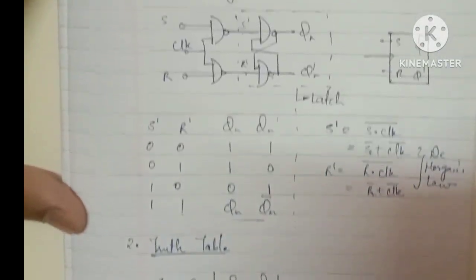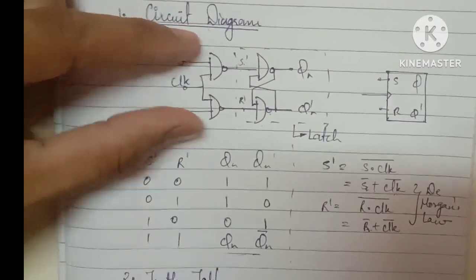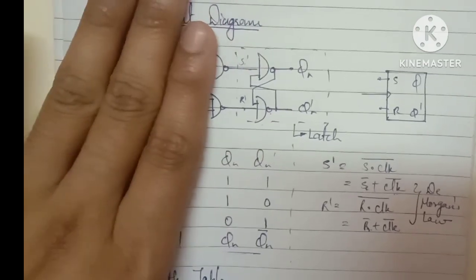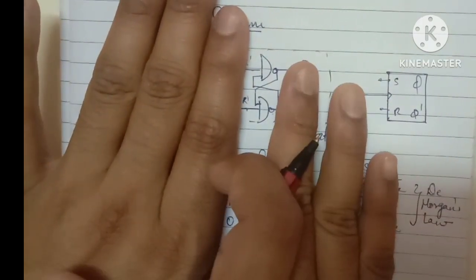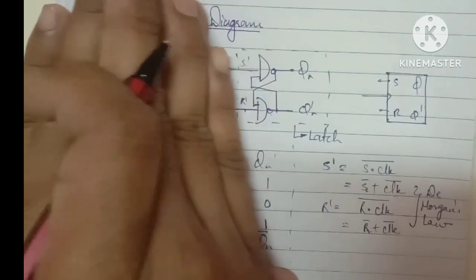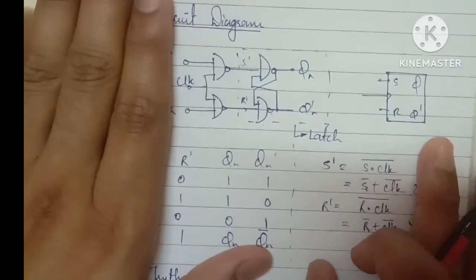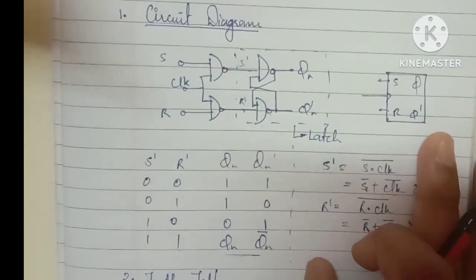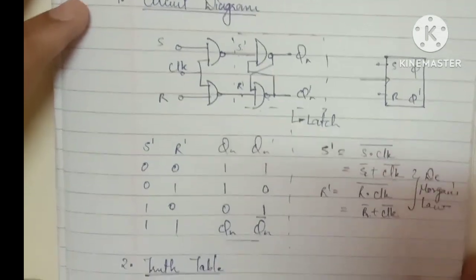Basically in that, what I taught you, the SR flip-flop circuit diagram is important. This is the latch part, and this is after applying the clock to the input. Previously I applied it here, so the latch becomes a flip-flop. The control phenomenon is applied to the latch circuit, so you will get the flip-flop.